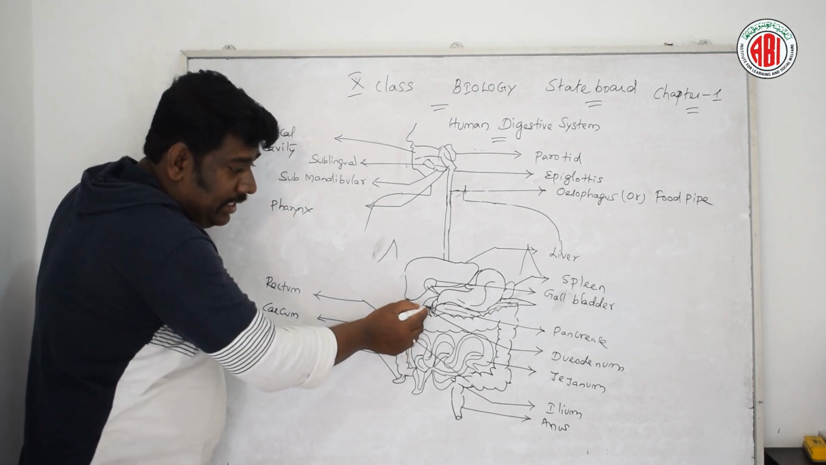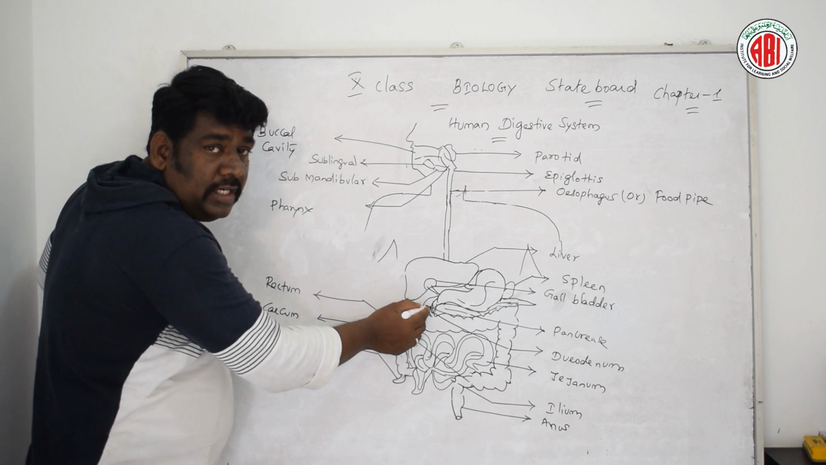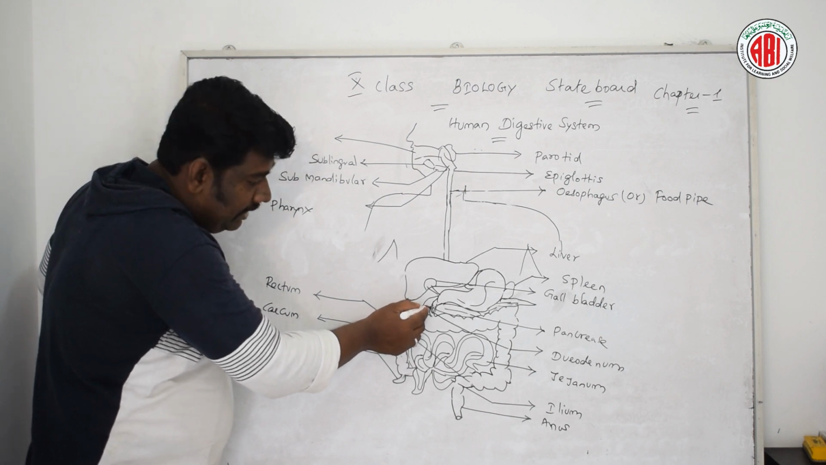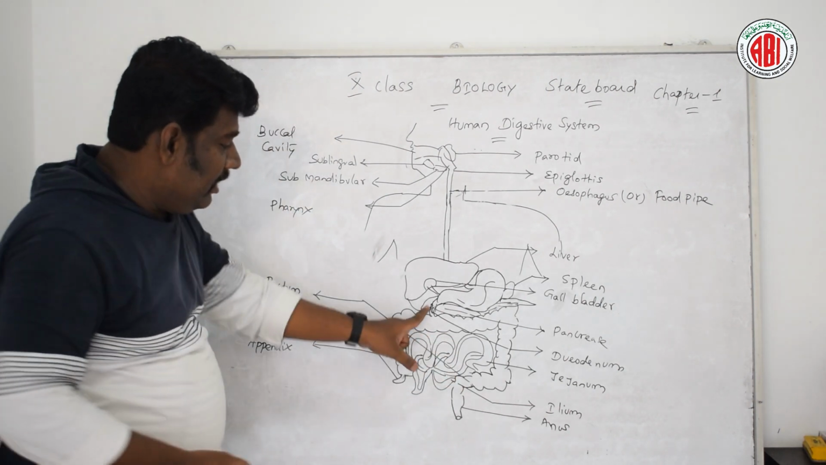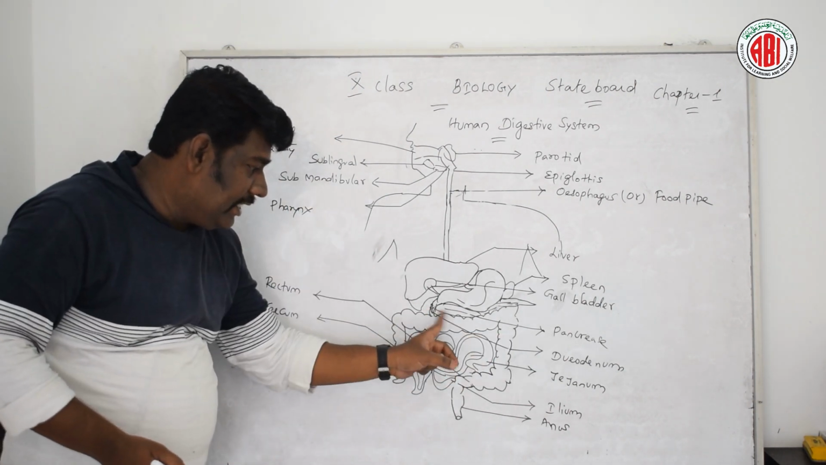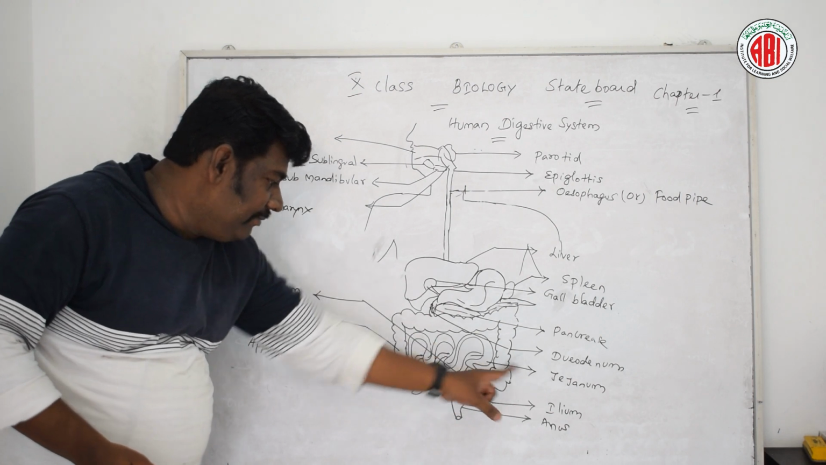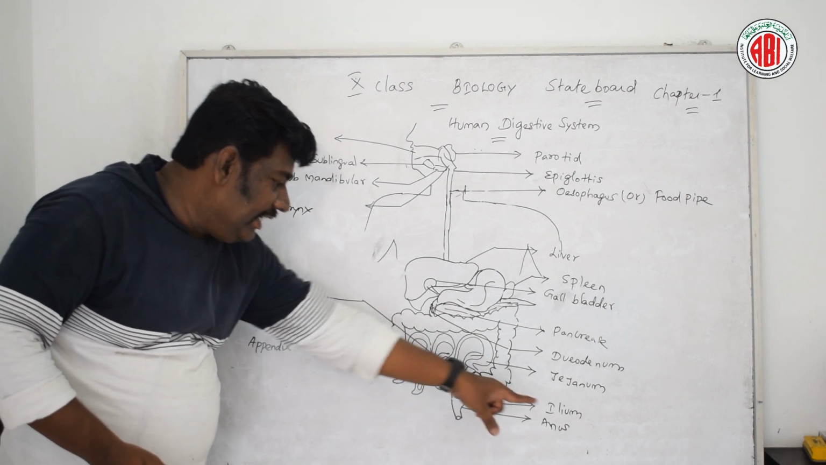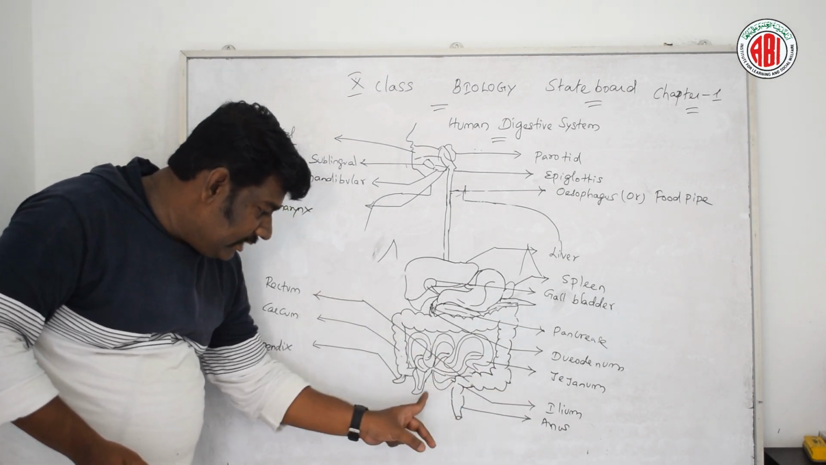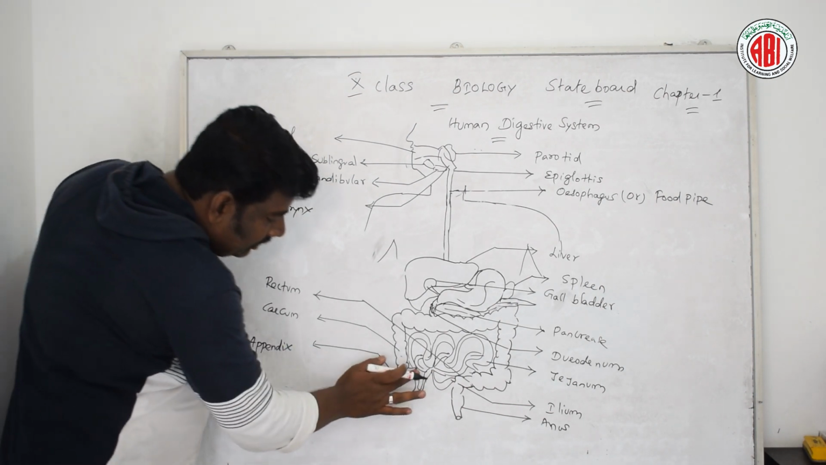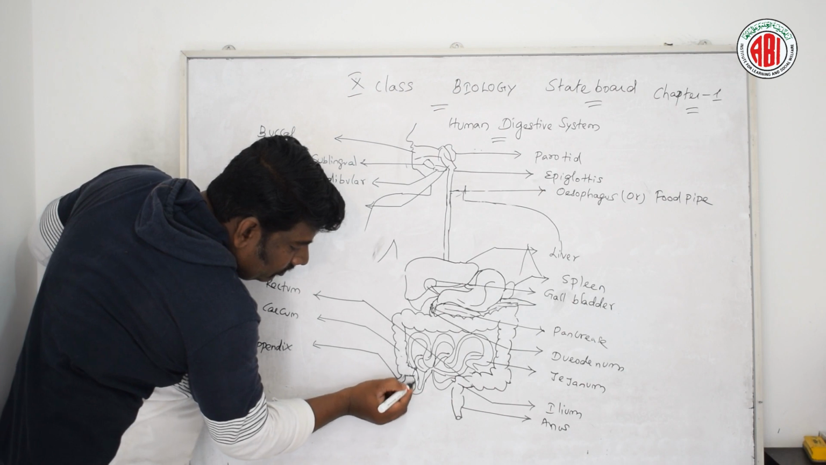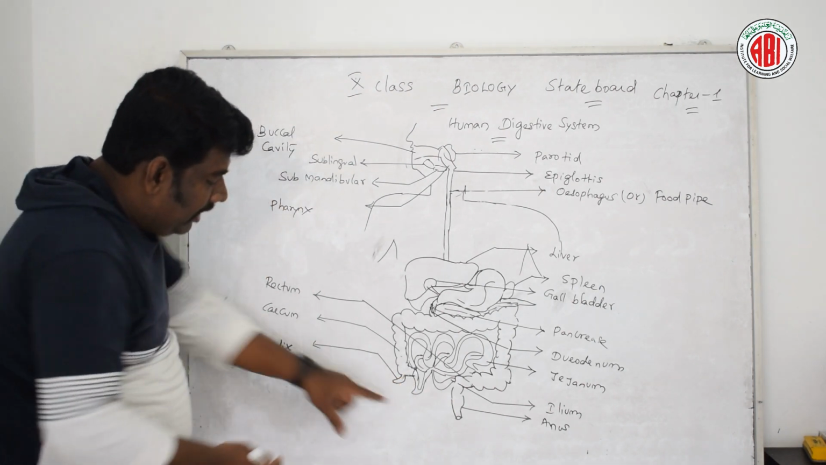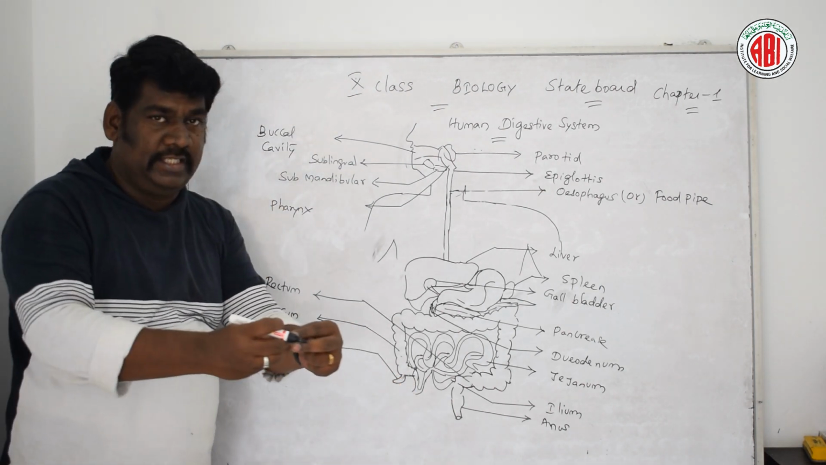Okay, from here the small intestine is going to start, and it is a coiled-like structure called the duodenum, the first beginning structure. The jejunum is the middle structure, and the ileum is the final structure where the small intestine ends. In this particular area the small intestine is connecting to the large intestine.